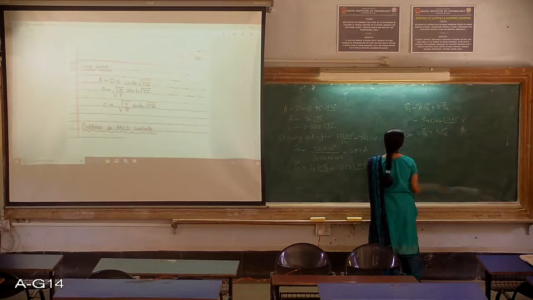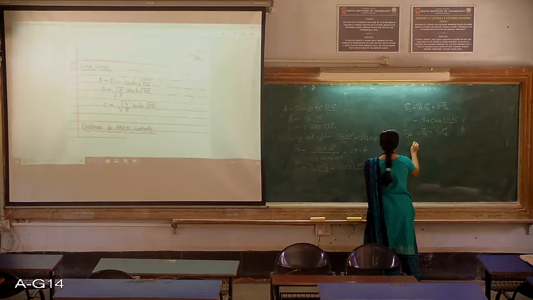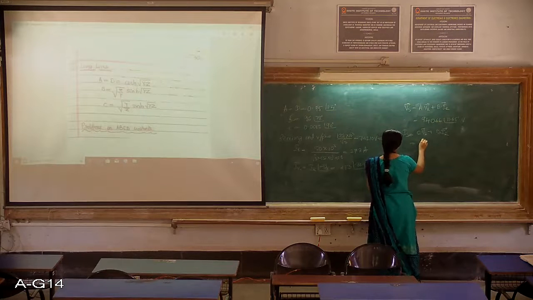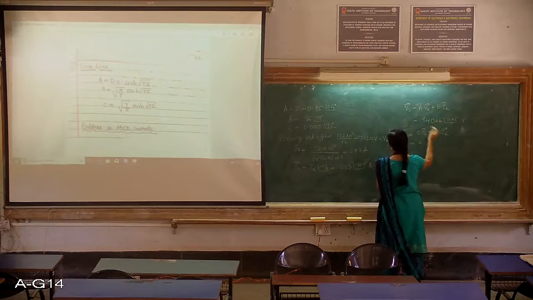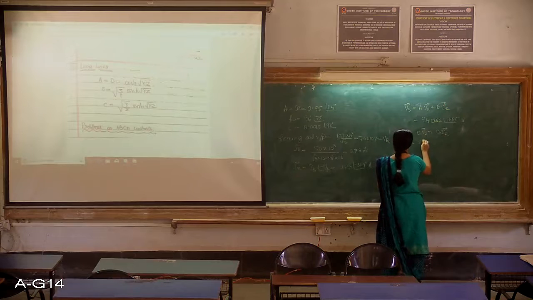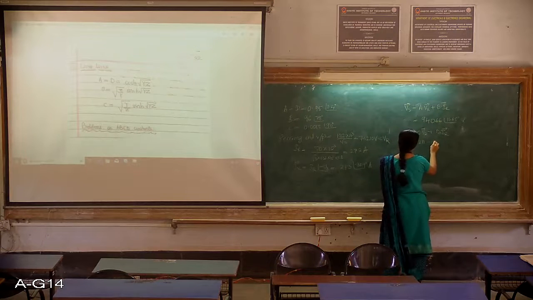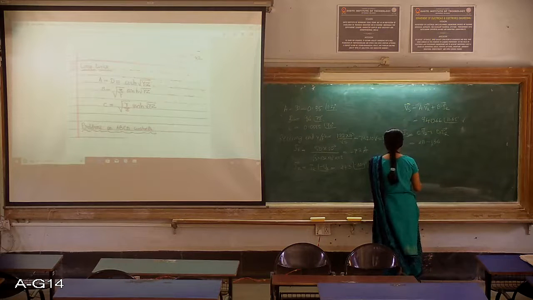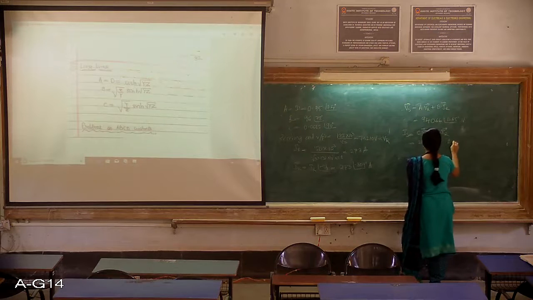Then sending end current IS, how we have written it is CVR plus DIR. Very simple. The analysis for these problems is very simple and you get the answers very quickly. You know C, D, VR and IR, substitute the values, and you will get 211 minus j36. So this is in volts, this is in amperes.